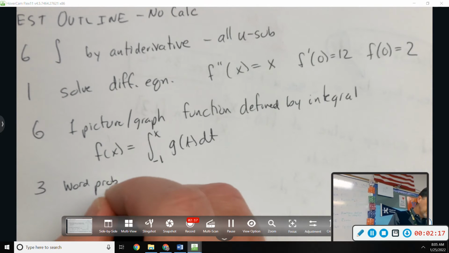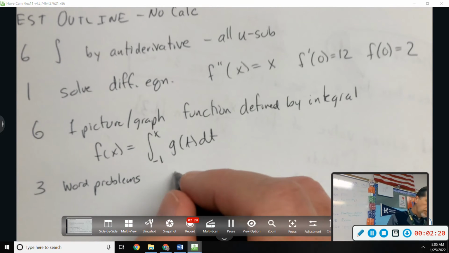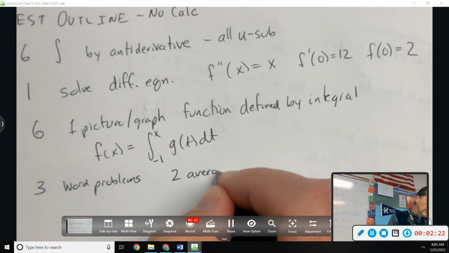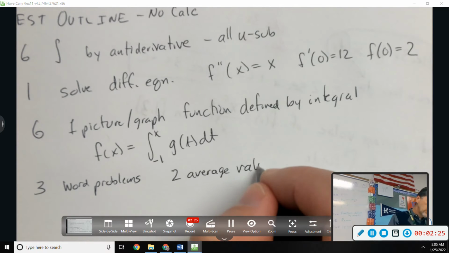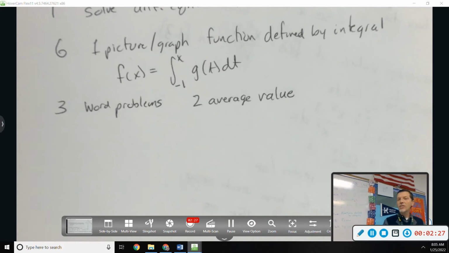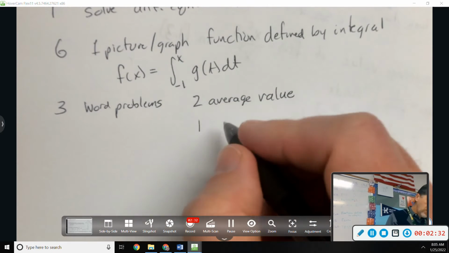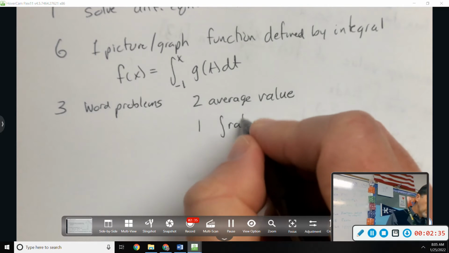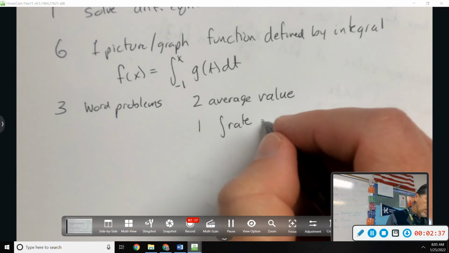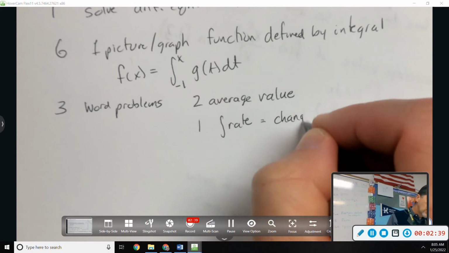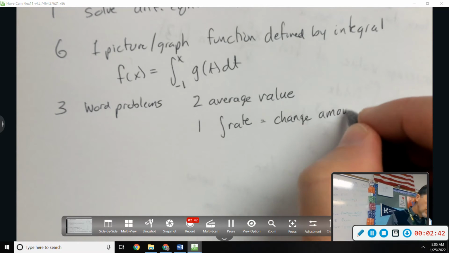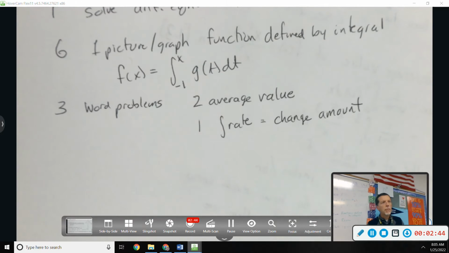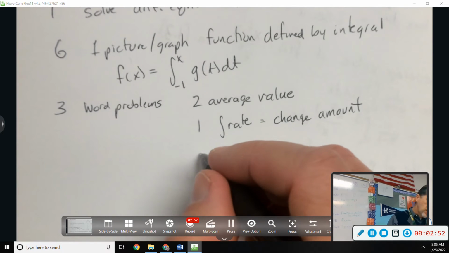3 word problems, 2 of which are average value. That's why we had average value on the warm-up. 1 of which is, if you integrate the rate, you get the change in amount. That was like the snow problem in the warm-up. If you integrate the rate, you get the change in the amount.